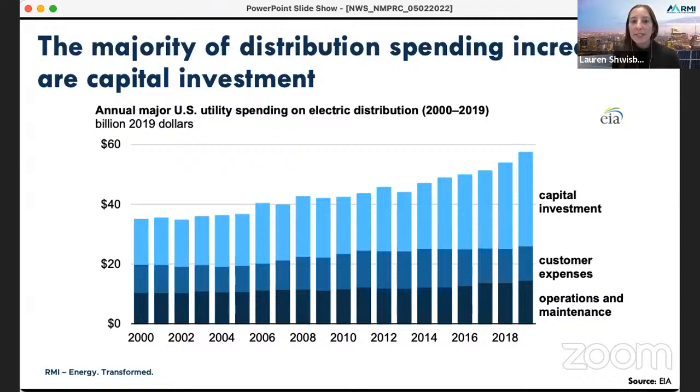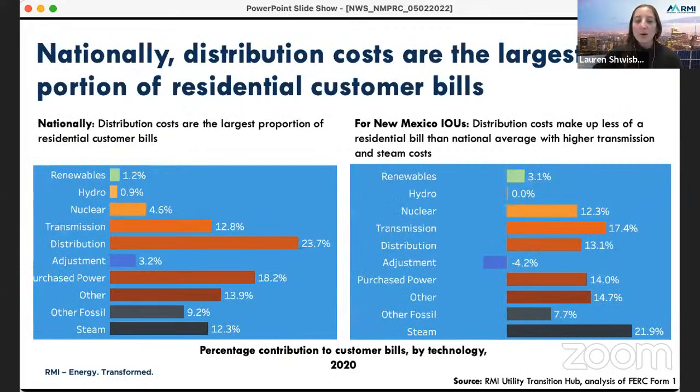The majority of these distribution spending costs, when we look at them broken down by expense type across operations and maintenance, customer expenses and capital investment, we see that the majority of the increase, those top light blue bars here between 2000 and today, are coming from capital investment. So this really points to where we have this opportunity to reconsider and reduce costs, capital investment, which is really the core idea behind non-wire solutions, that we can reduce this top blue bar with DERs for some opportunities and some projects.